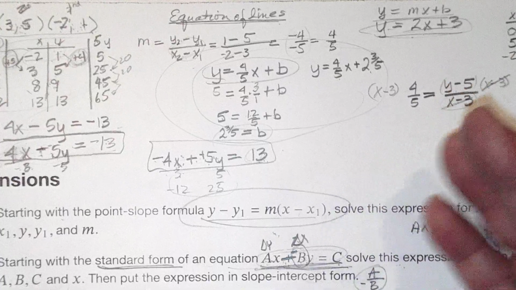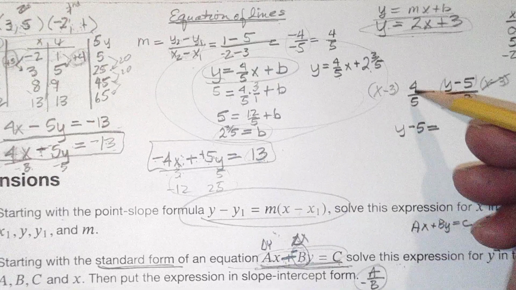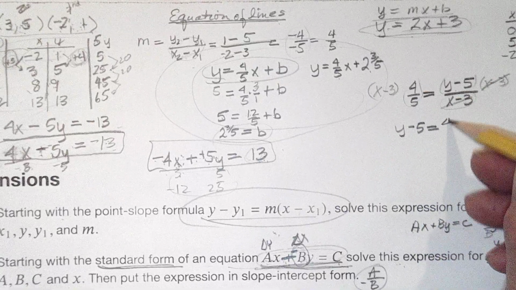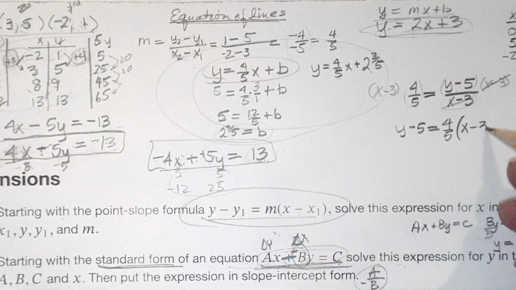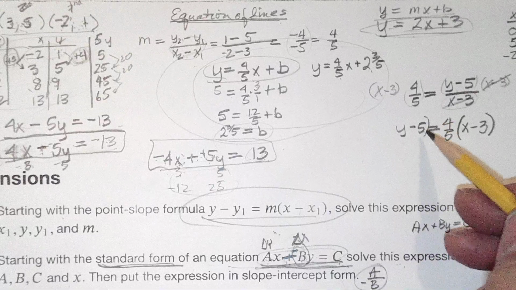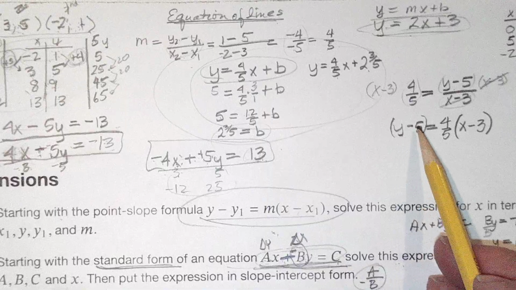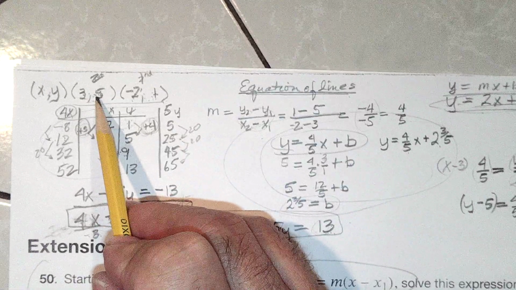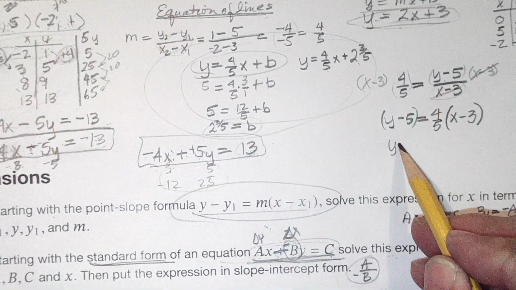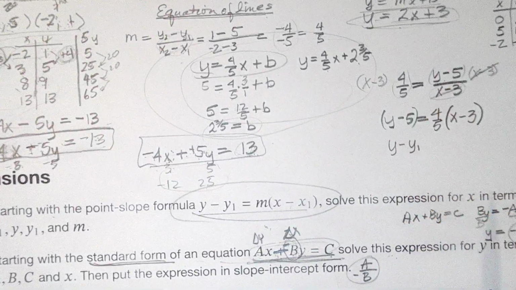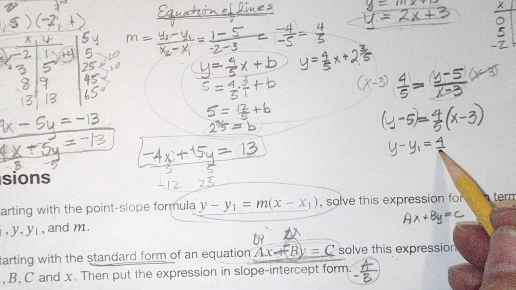I'm going to switch the sides here. I'm going to get y minus 5 equals the slope times x minus 3. So this was any y. This was y from point 1. So it's y minus y from one of the points equals 4/5, or the slope.